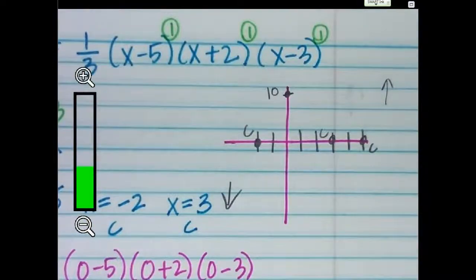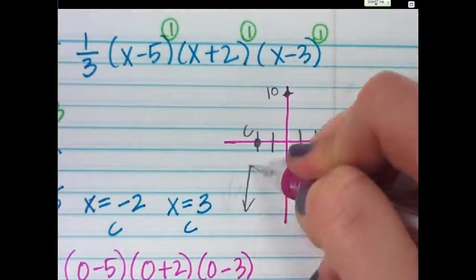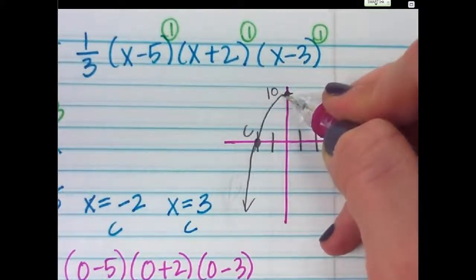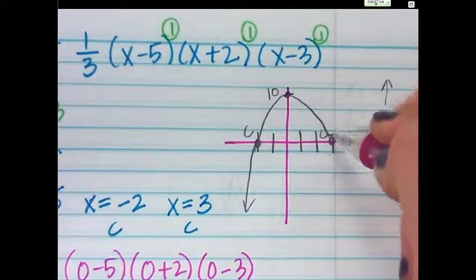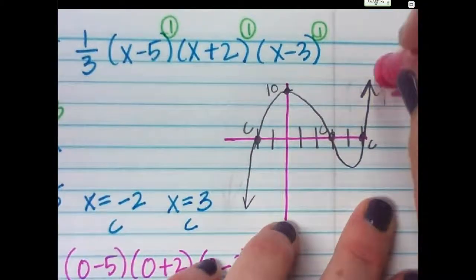Okay, so from left to right, it crosses through -2, and then my y-intercept, crosses through 3, and then crosses through +2.